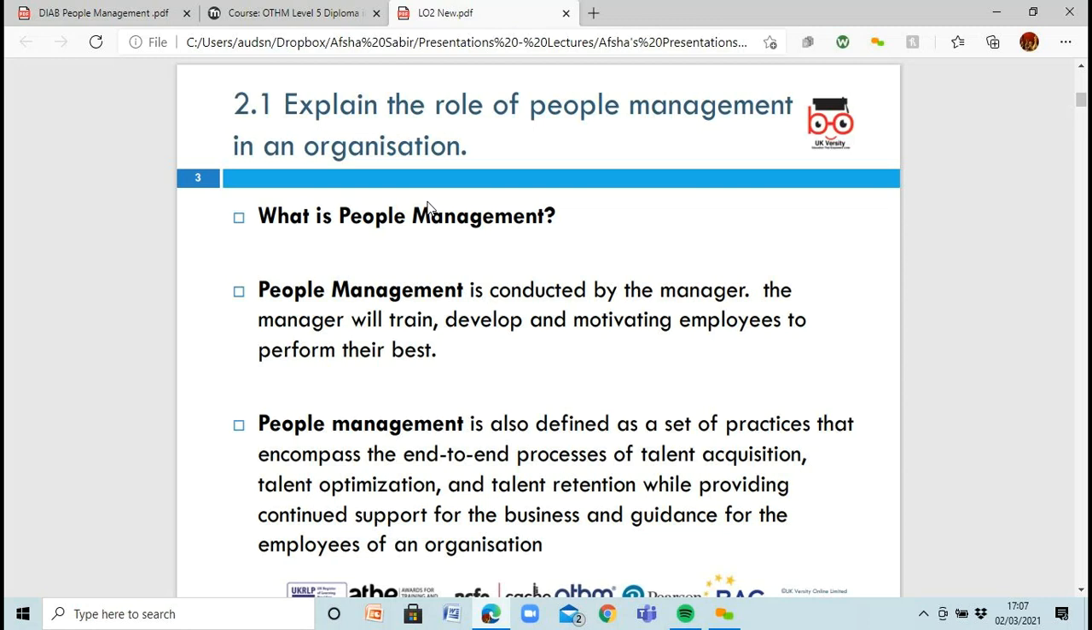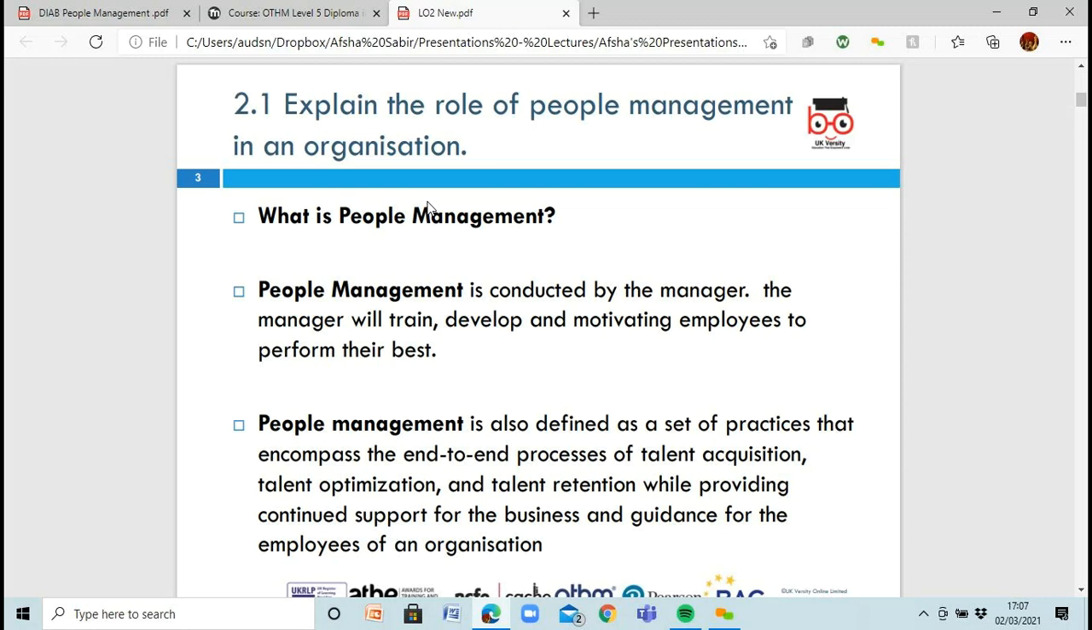It's also defined as a set of practices and it encompasses the end-to-end processes of talent acquisition. So it's talent optimization and talent retention. So you're gaining, like we talked about skilled workers yesterday, you're gaining new people within your work or organization. You're doing things that will develop them. So training, development, appraisal processes. And then you're taking steps to make sure that they stay with you.